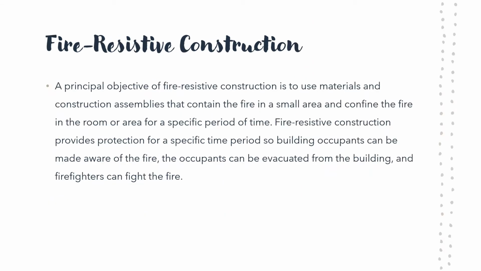A principal objective of fire-resistive construction is to use the materials and construction assemblies that contain the fire in a small area and confine the fire in a room or area for a specific period of time. So, fire-resistive construction provides protection for a specific time period so building occupants can be made aware of the fire, the occupants can be evacuated from the building, and firefighters can fight the fire.